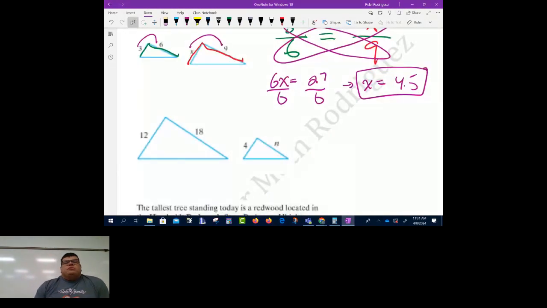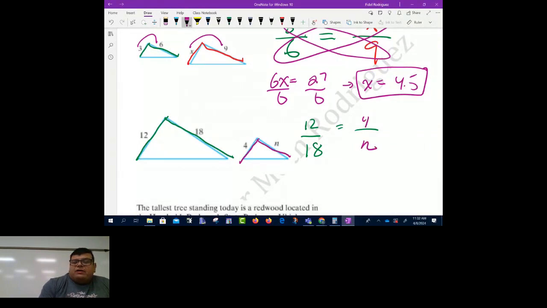I've got another problem here, almost identical. So I'm going to compare the small side on the big rectangle, 12, to the long side on the big rectangle, 18, and then I'm going to compare the short side on the smaller rectangle to the longer side on the smaller rectangle, right? Another way you can think about it is, 12 compares to what? To 4, right? So 12 compares to 4 the way 18 compares to n. Does that make sense?